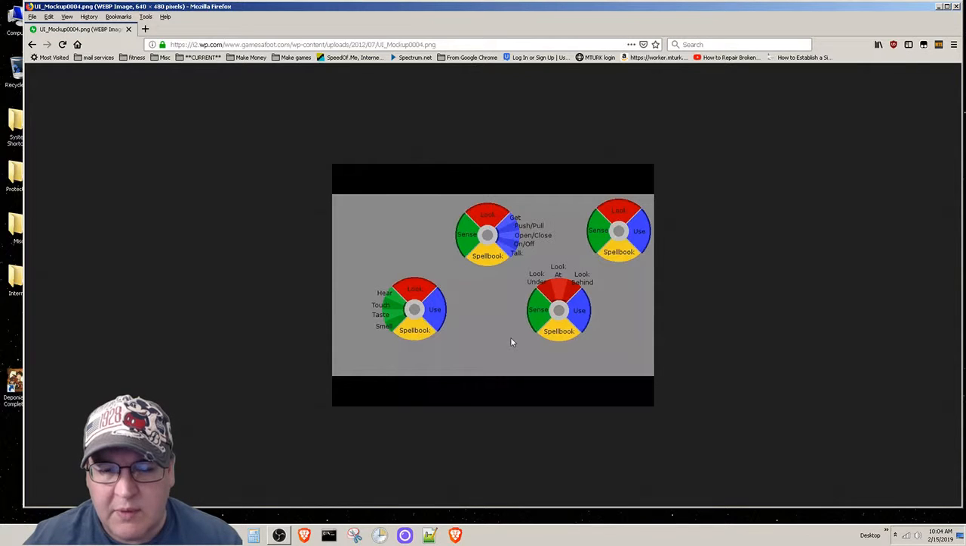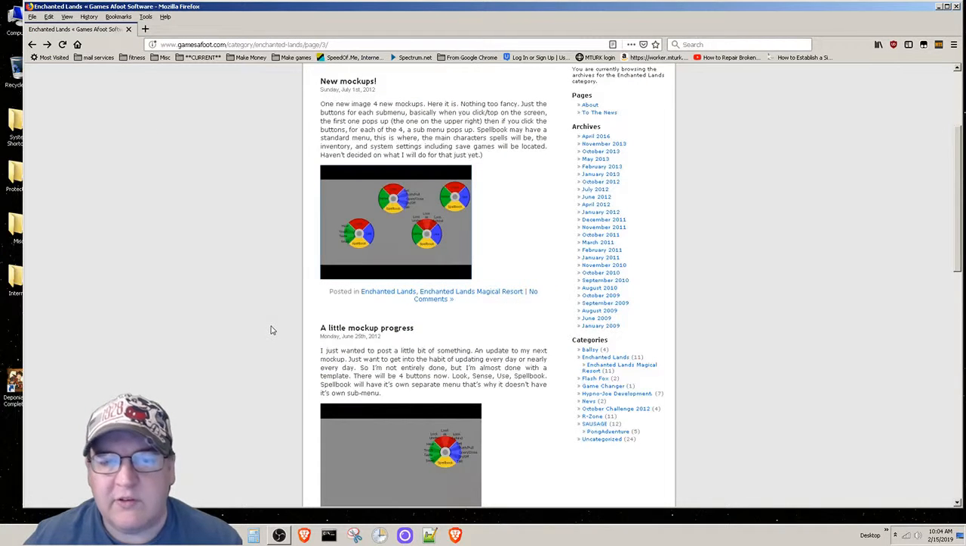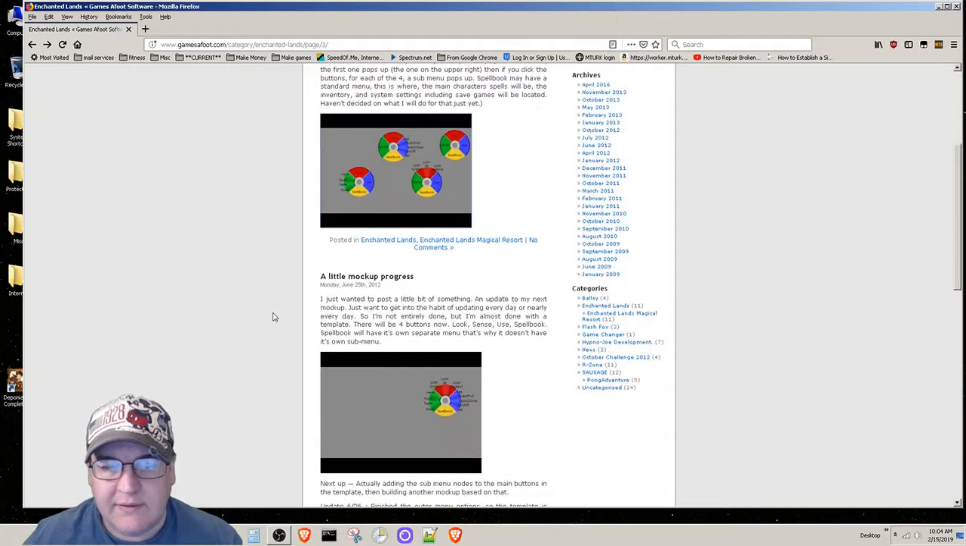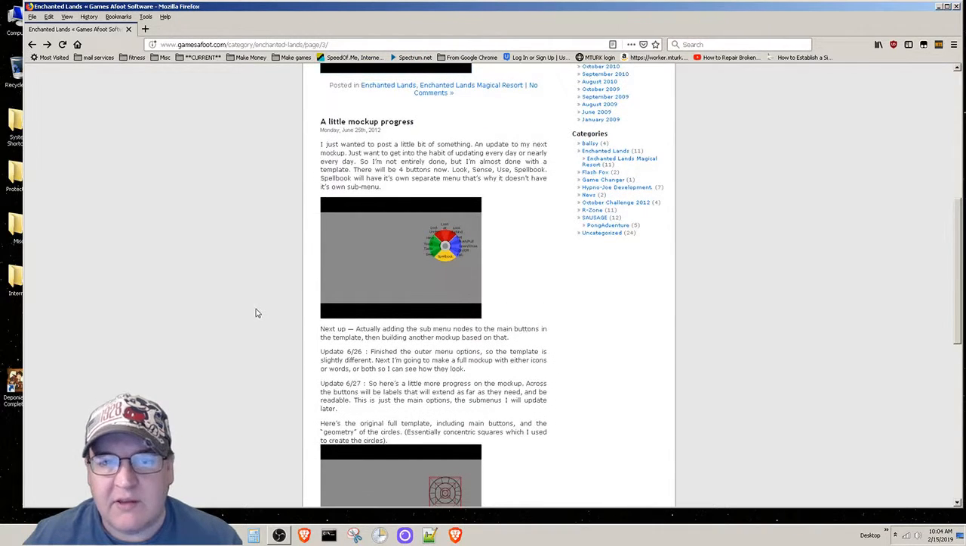If you notice here, I did the mock-ups of the different buttons. So here you have touch, taste, smell, and up here you have look under, look at, look behind. I probably would have put look on top of, maybe. Of course, the use ones were all these, and spellbook had to do with the character. One of the characters you play is a wizard. Yeah, and there's a little joke about his name, and you can probably guess what that is.